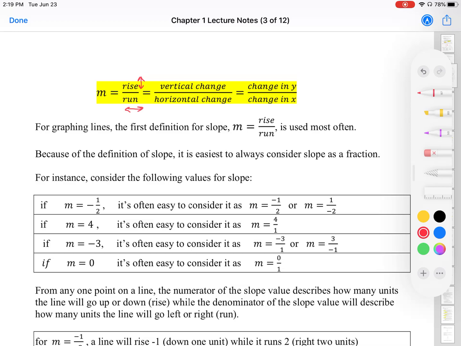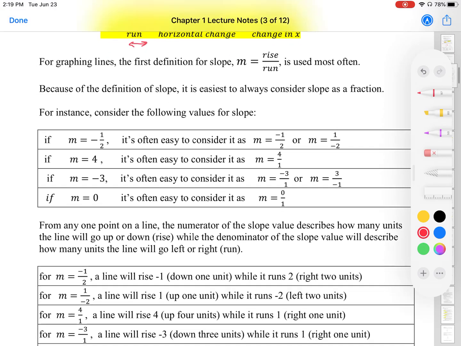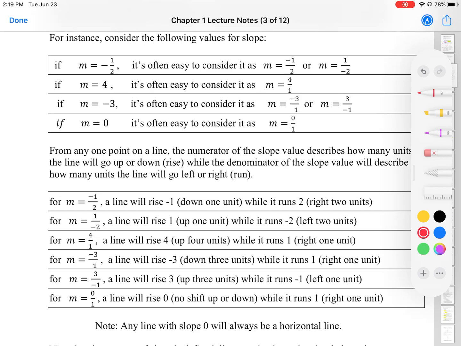Because of the definition of slope, it is easiest to always consider slope as a fraction. For instance, considering the following values for slope. If we have a slope of m equals negative 1 over 2, it is often easy to consider as negative 1 over 2 or 1 over negative 2. This is a question I often get asked. If the number is negative, the entire number is negative. It doesn't matter if the negative is attached to the top number, your numerator, or to the bottom number, your denominator. It still makes the entire number negative, as long as it's only written once.